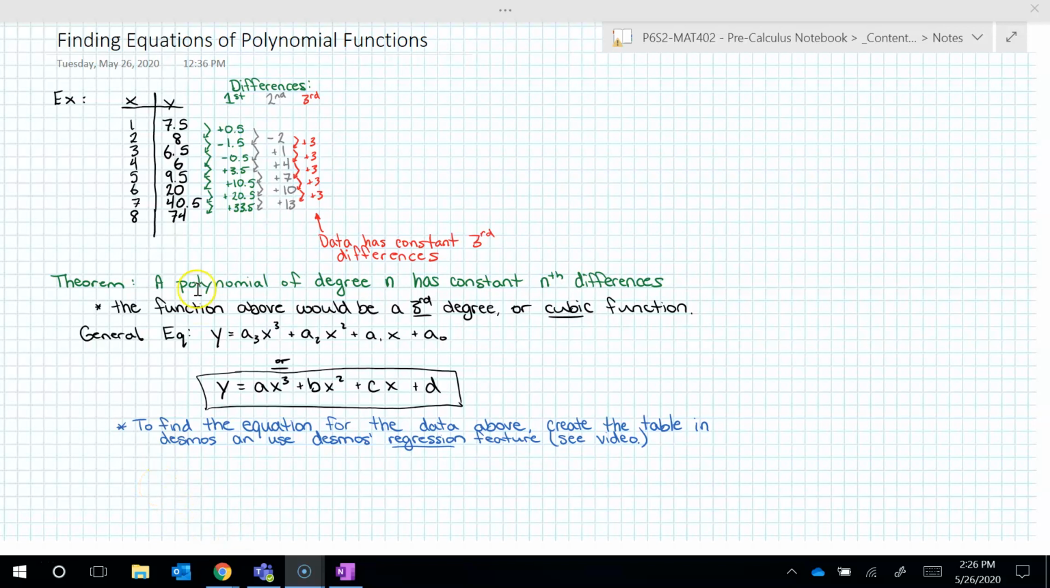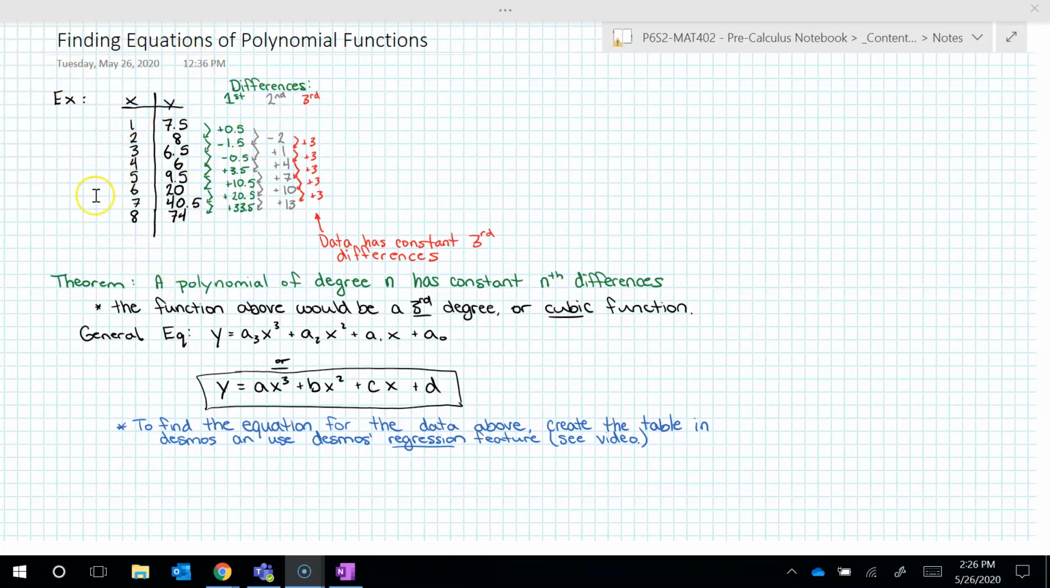Hello, pre-calculus class. In this video, we're going to take a look at how to find the equations of polynomial functions using Desmos, and also take a look at how to decide what type of function, like what degree polynomial function, would fit your table the best, fit the data the best.